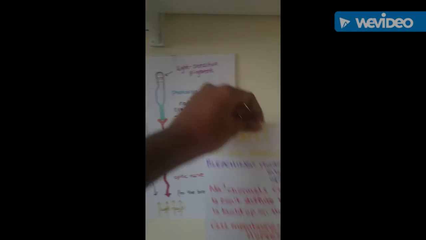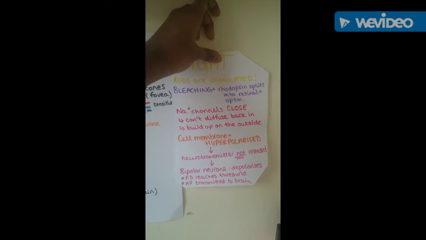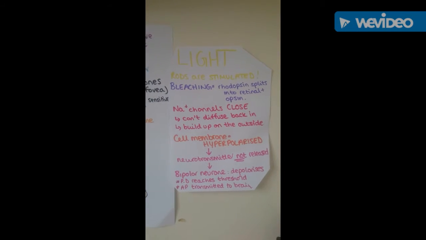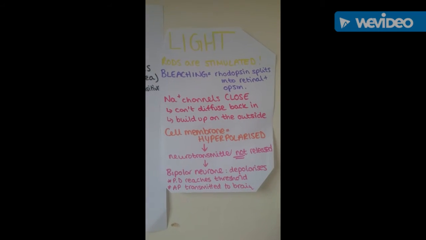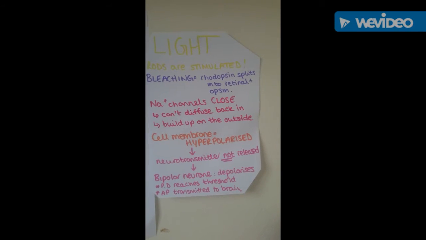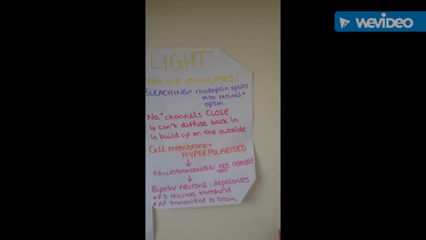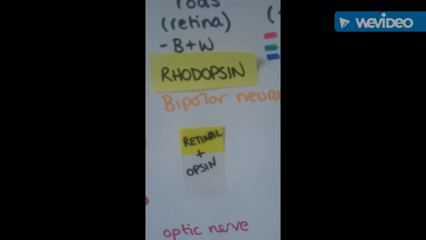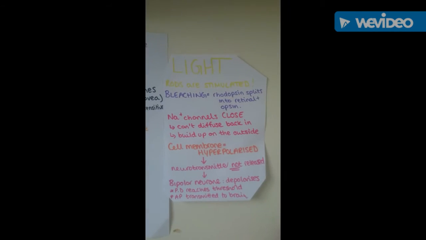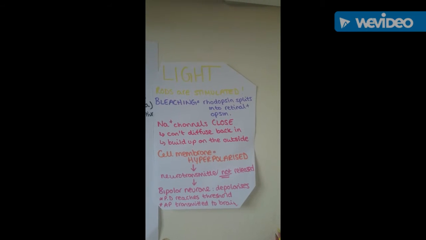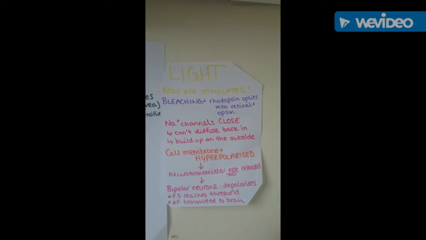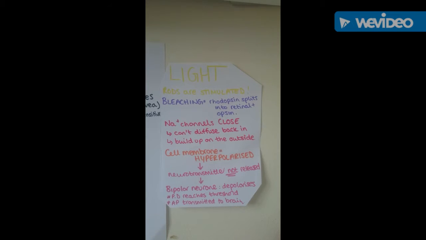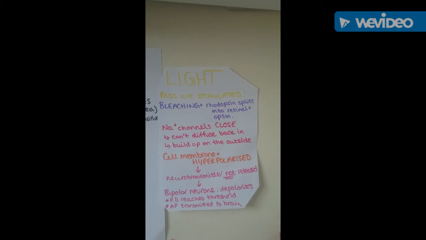So what happens in the light? In the light, the rods are stimulated. When the light energy reaches rhodopsin, it breaks the rhodopsin into retinol and opsin, and this is known as bleaching. So when light hits the rods, they are stimulated and bleaching occurs.